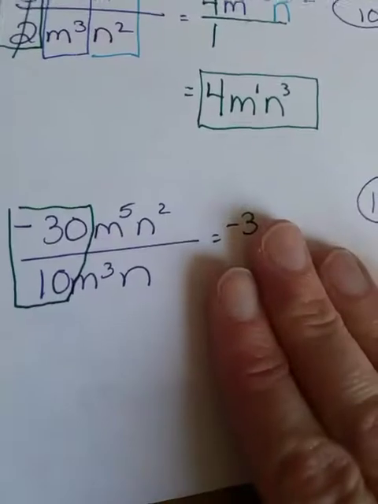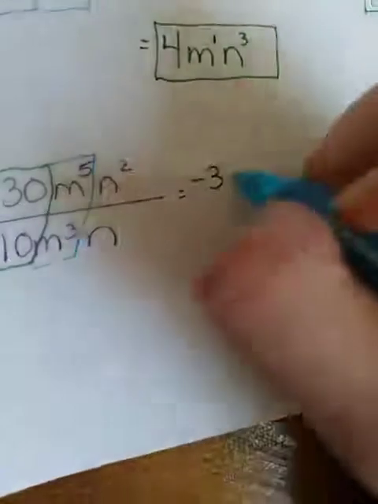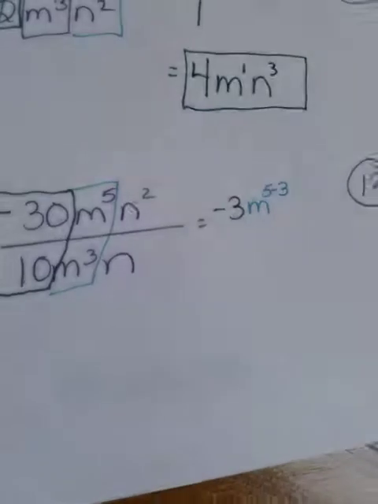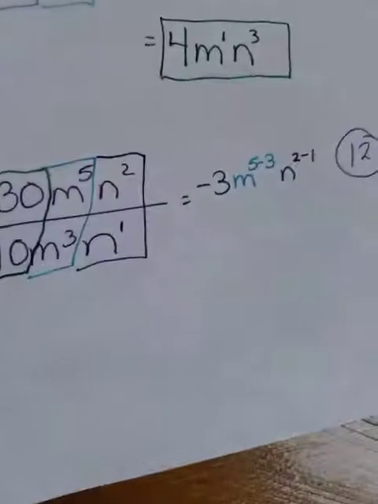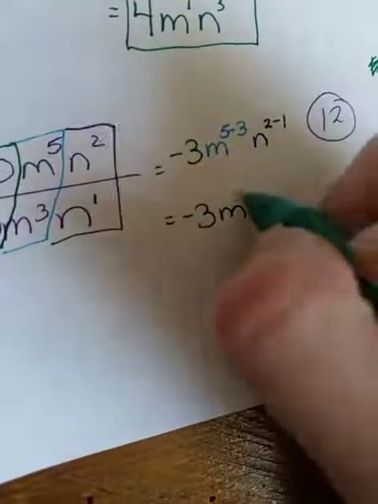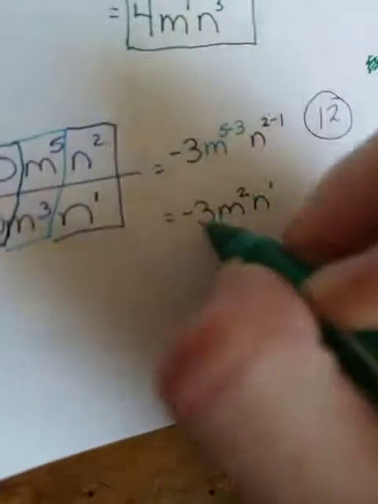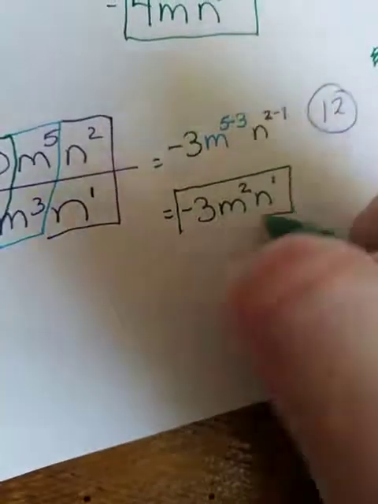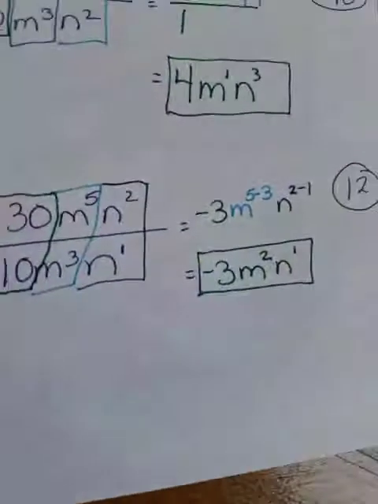Okay, now let's do the m's. So we have m to the 5th over m cubed. So that's m to the 5 minus 3. And then our n's, remember this is an n to the first down here, so it's n to the power of 2 minus 1. So let's just clean this up. The negative 3 comes along. We have m to the second, because 5 minus 3 is 2. And then n to the first, because 2 minus 1 is 1. Last one, well, second to last one.